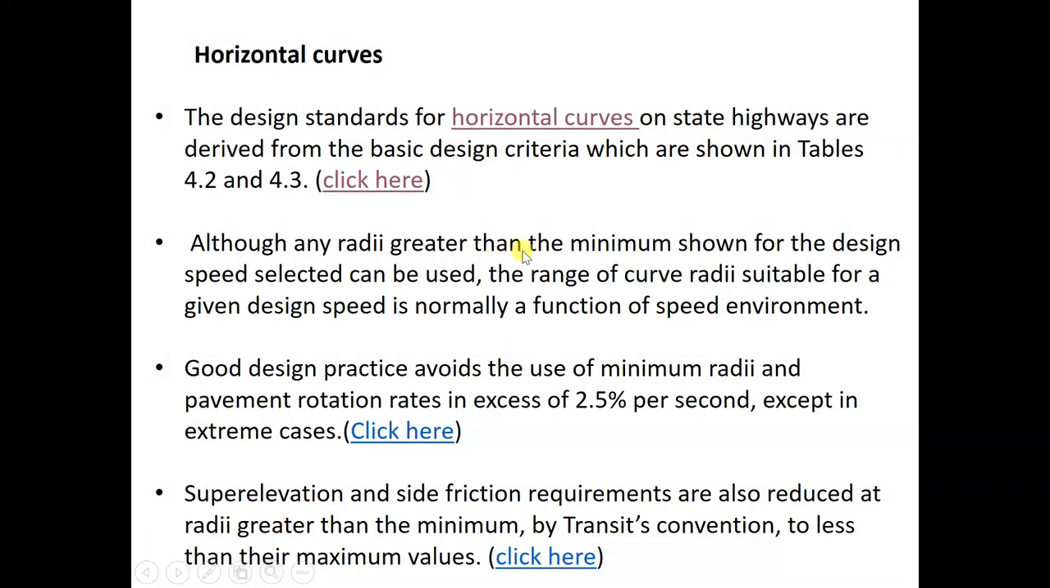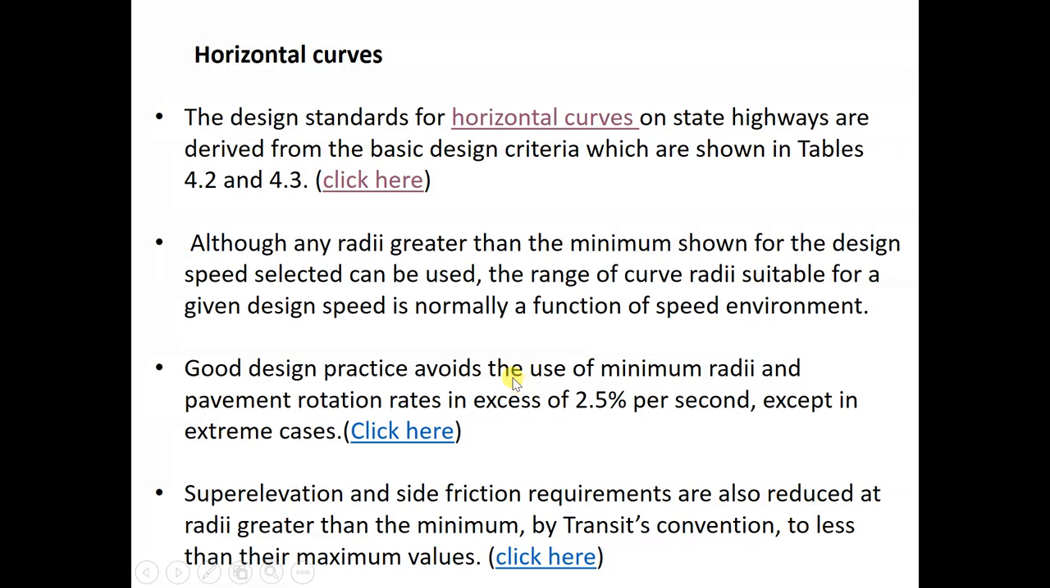Although any radii greater than the minimum shown for the design speed selected can be used, the range of curve radii suitable for a given design speed is normally a function of the speed environment. So probably we need to go even bigger. For example, if the minimum radius is 100, probably you have to go bigger. You should go like 200 or 150. Normally we don't stick to the bare minimum.